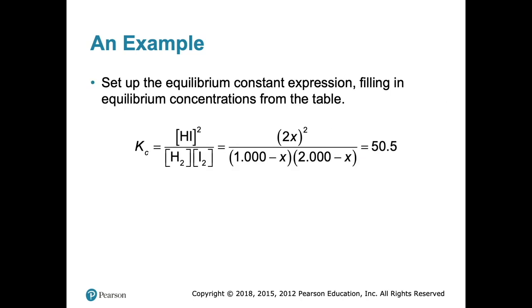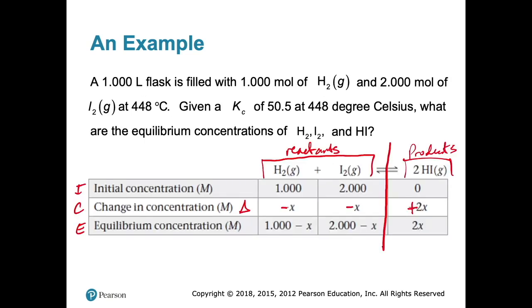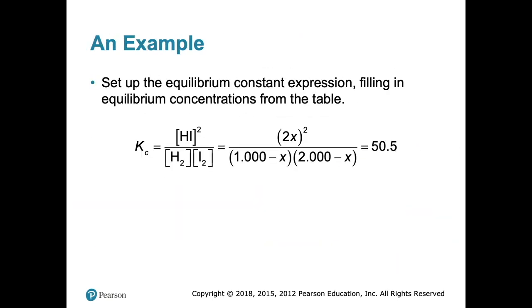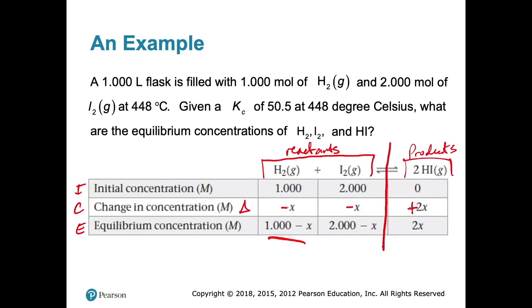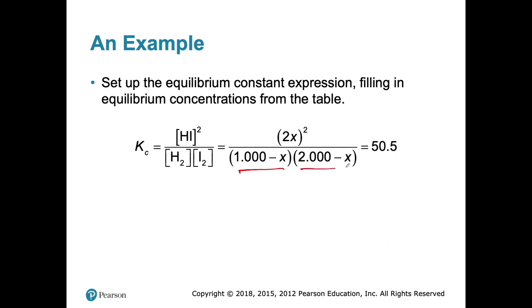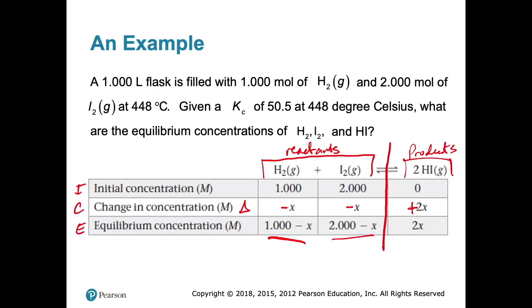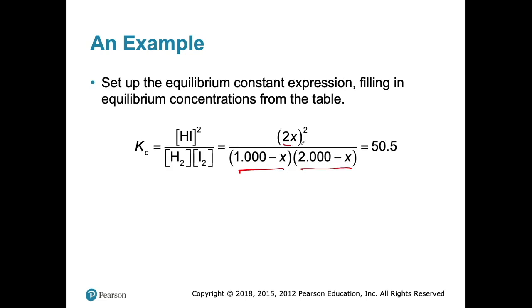where we have the products over the reactants here. And if we notice, it's the exact same thing that was at the bottom of the ICE table right here. We had 1 minus X for the hydrogen gas, and then we had the 2 minus X for the iodine gas right there, okay? And then we had the 2X for the hydrogen iodide gas, which is right here.